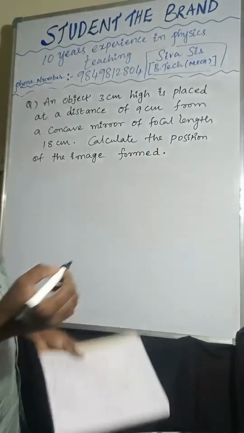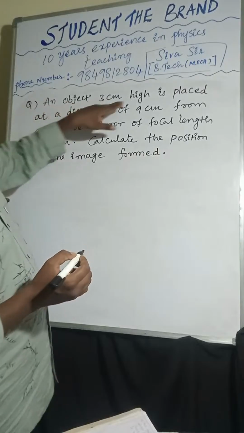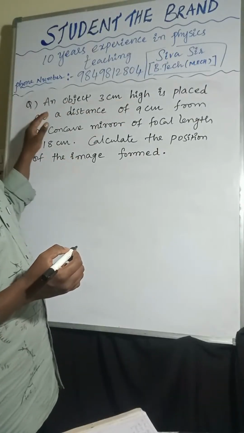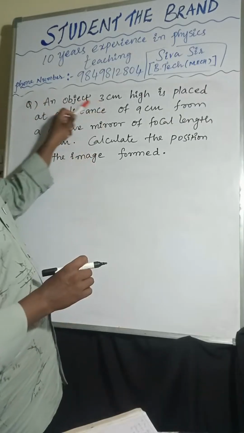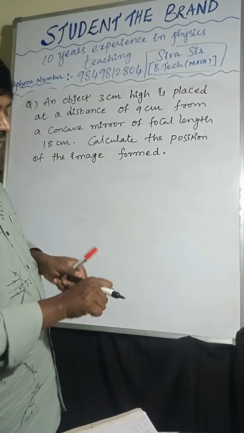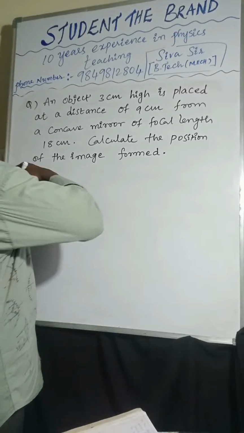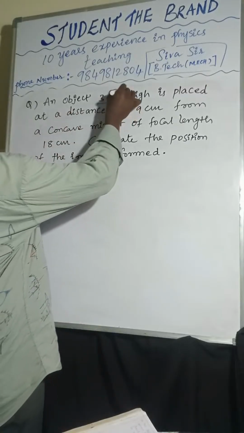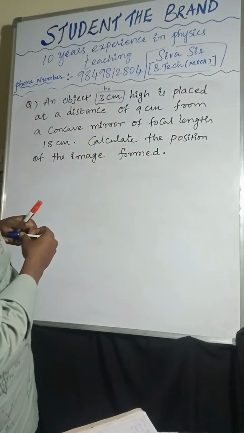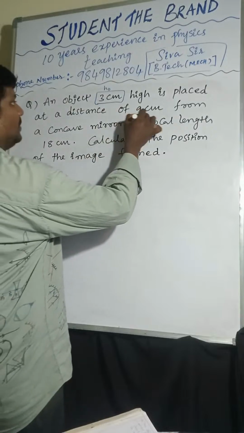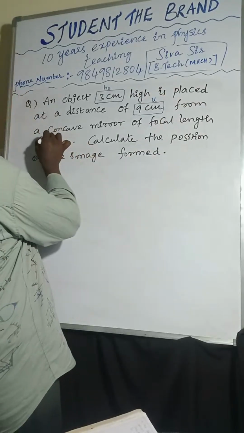Okay, so this is the question. An object 3 centimeter in height is placed at a distance. So here 3 centimeter is given, and we have to underline that 3 centimeter height object is placed at a distance of 9 centimeter. This is the object distance, the u value, from a concave mirror.